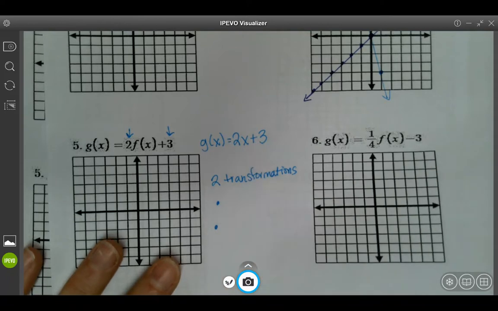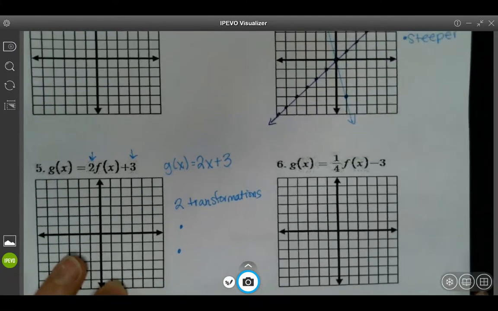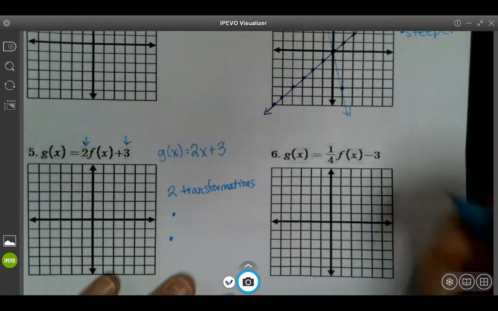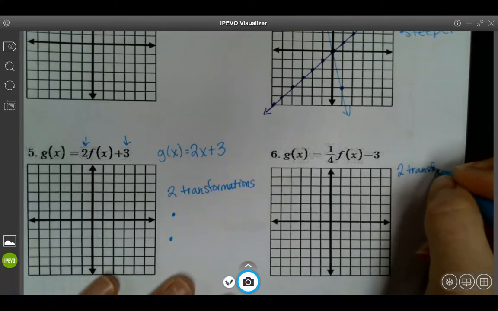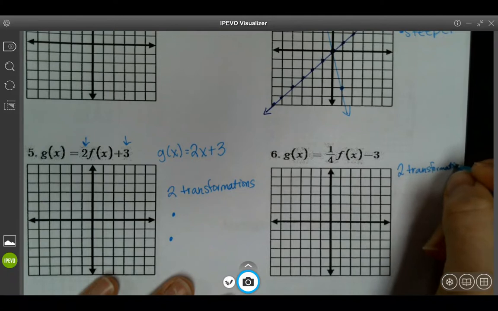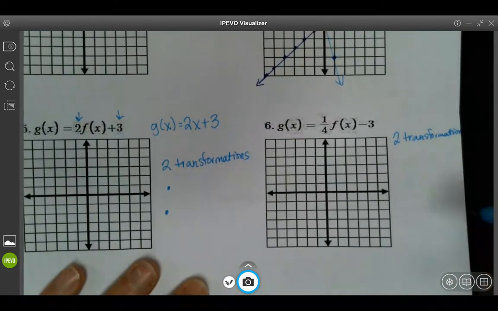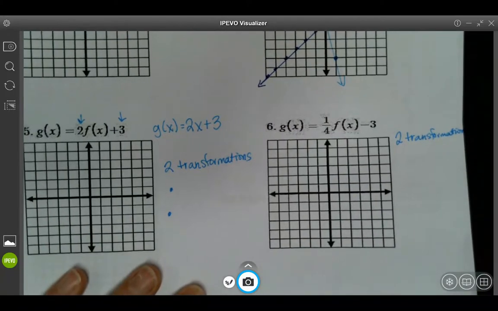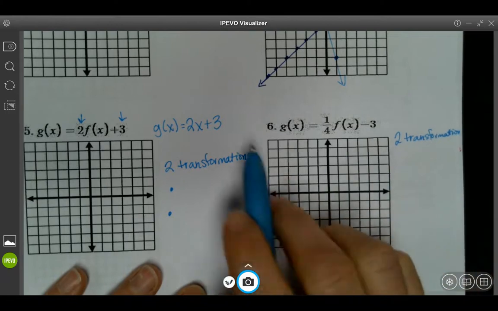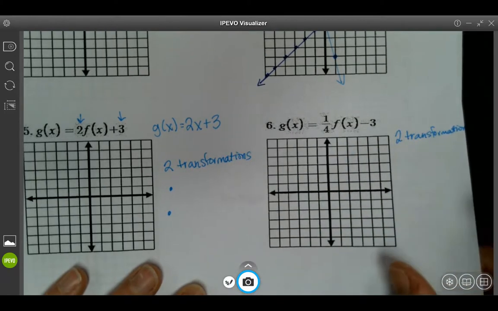You're going to graph your linear parent function and then graph your g of x function, the new function. Number 6 also has two transformations. Wait, what were those transformations? I said it twice. You're just going to have to do it on your own now, or look at your notes. So make sure on number 6 you rewrite your equation and graph it.